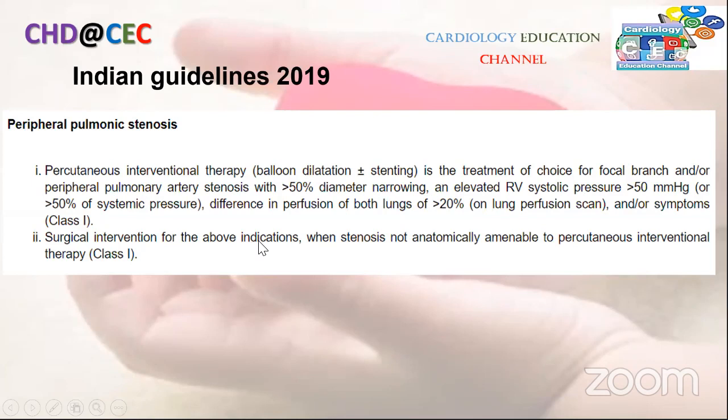Surgical intervention has the same indications as above, when the stenosis is not anatomically amenable to percutaneous intervention, or if it is in a small baby where you don't have a good profile stent, or the stents cannot be dilated to adult size at this age, you can go for surgical angioplasty.